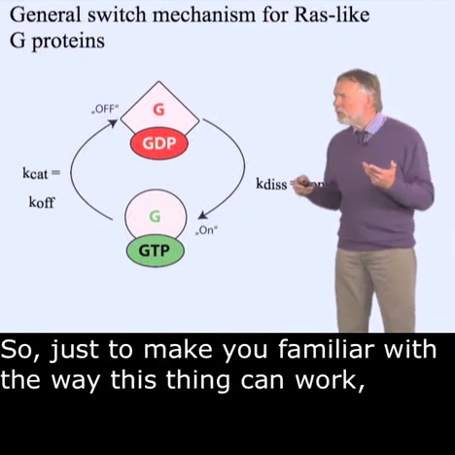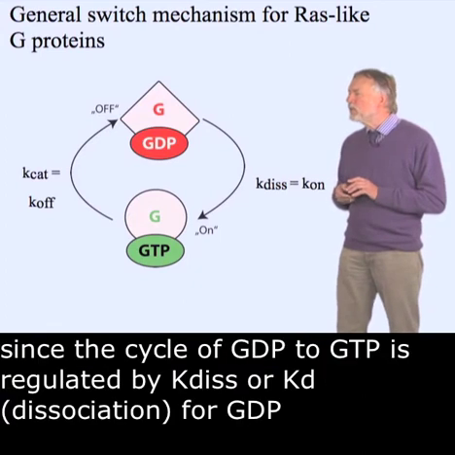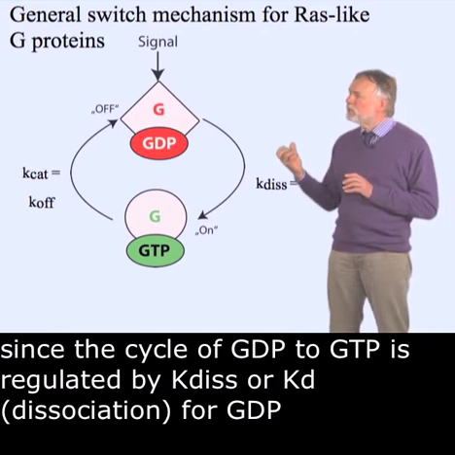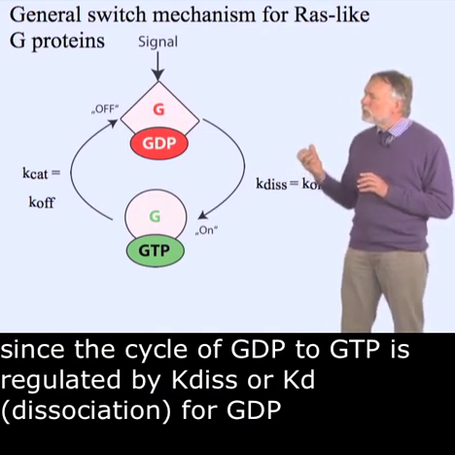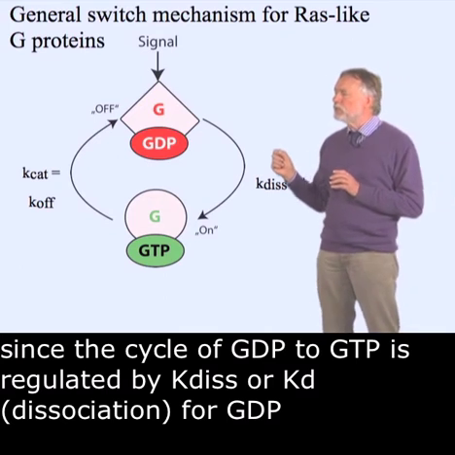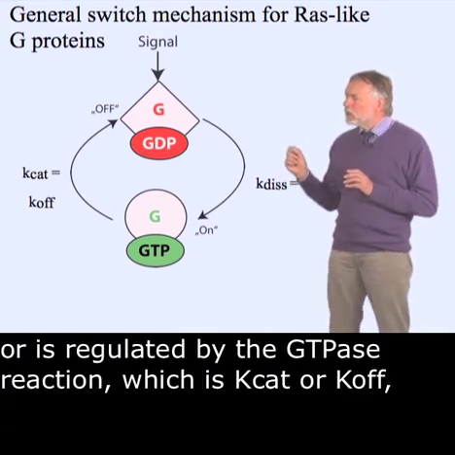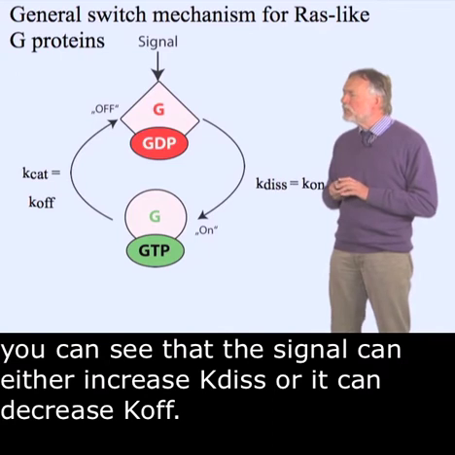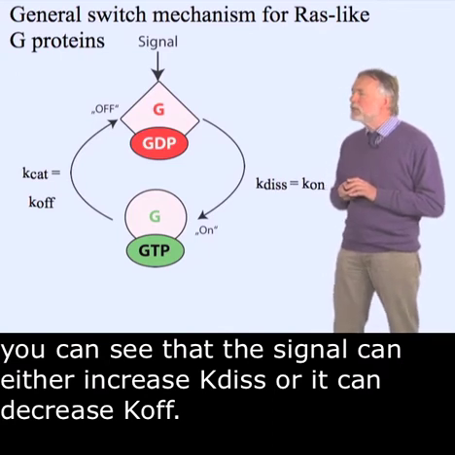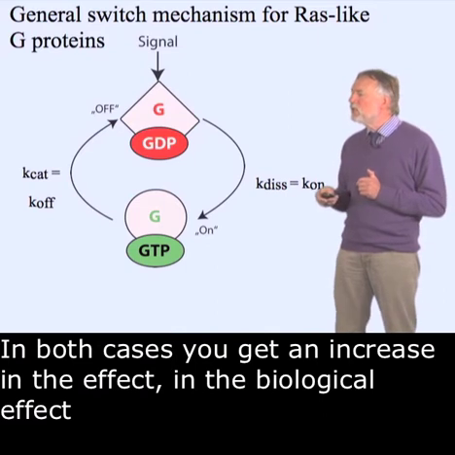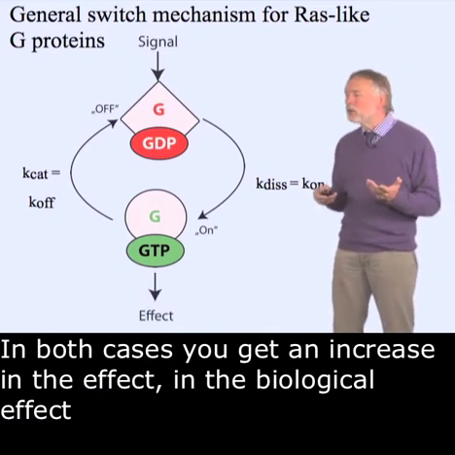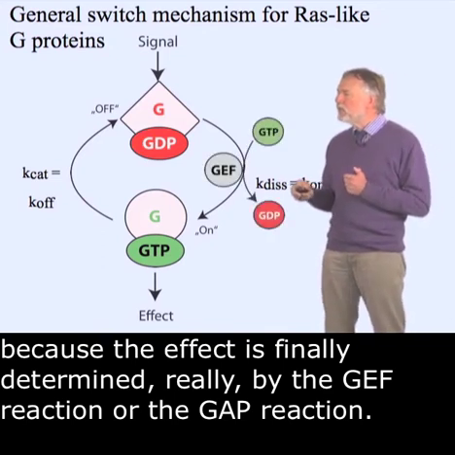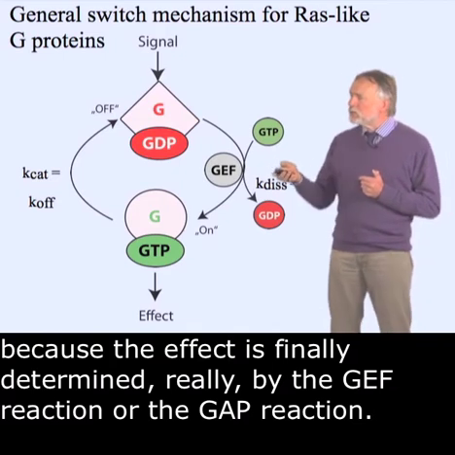So just to make you familiar with the way this thing can work, since the cycle of GDP to GTP is regulated by K-dis, the dissociation for GDP, or is regulated by the GTPase reaction, which is K-cat or K-off, you can see that the signal can either increase K-dis or decrease K-off. And in both cases, you get an increase in the biological effect.